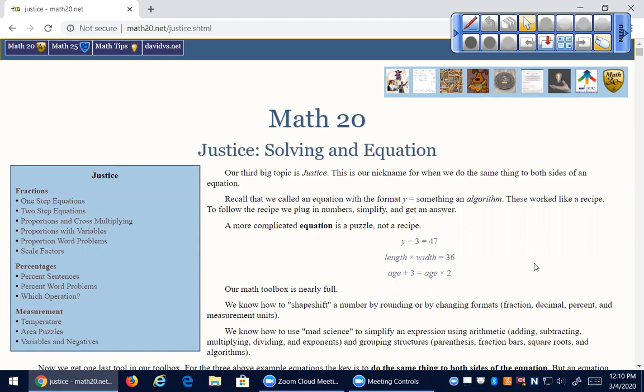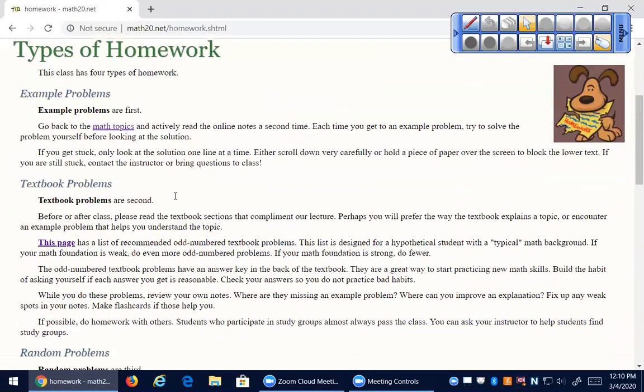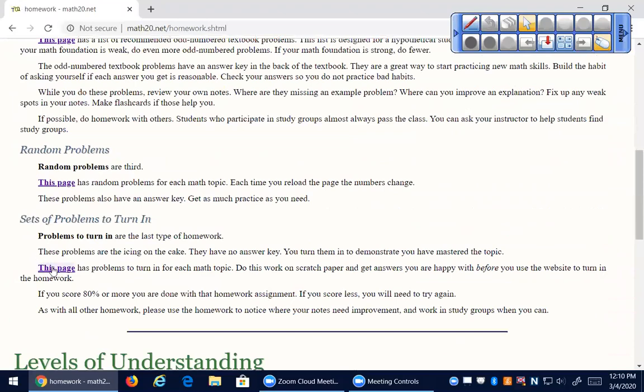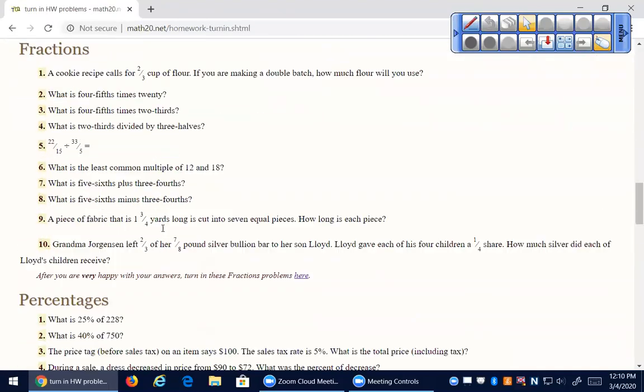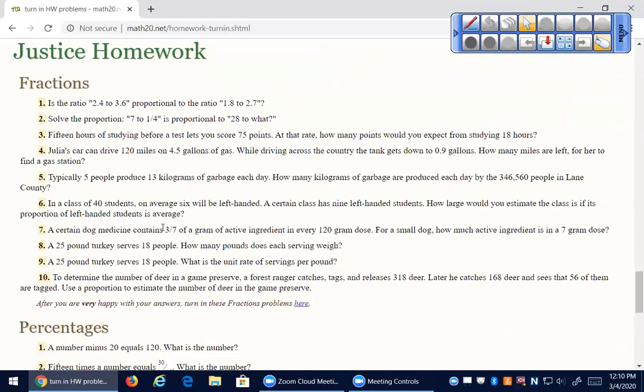Who has homework about the fractions or percentages part? Number 7 and what? The turn-in problems? Okay, number 7 of which section? Fractions. Okay.